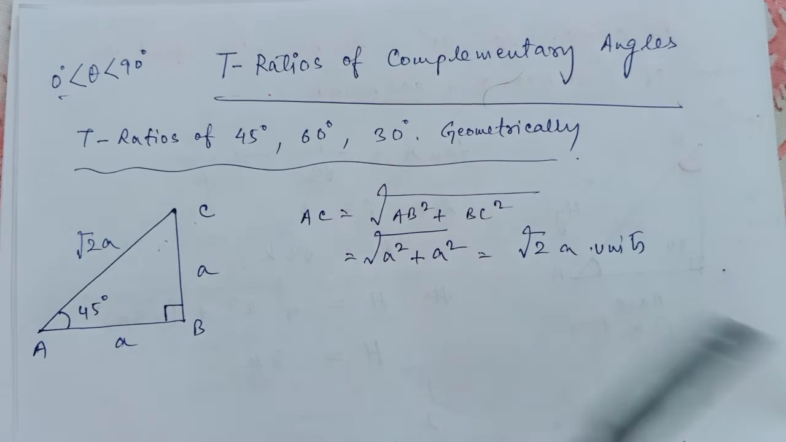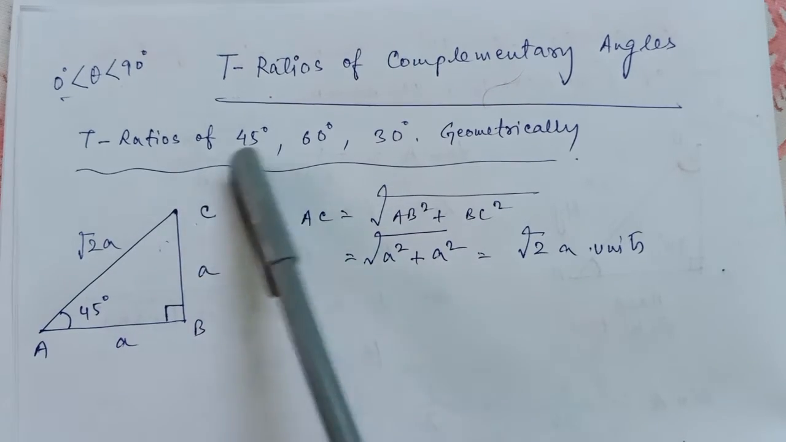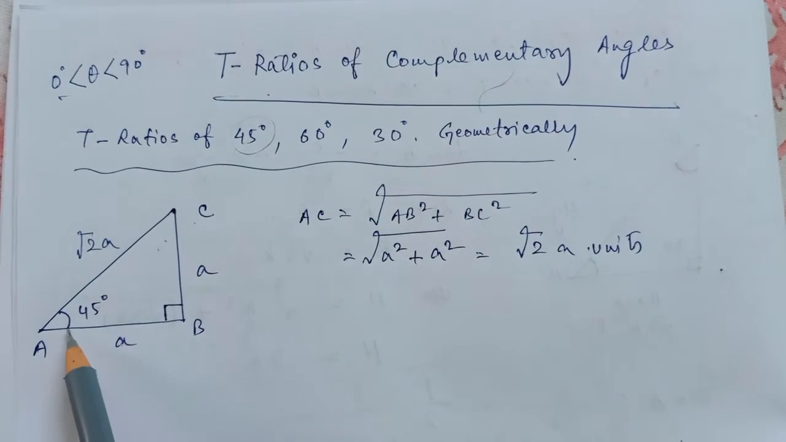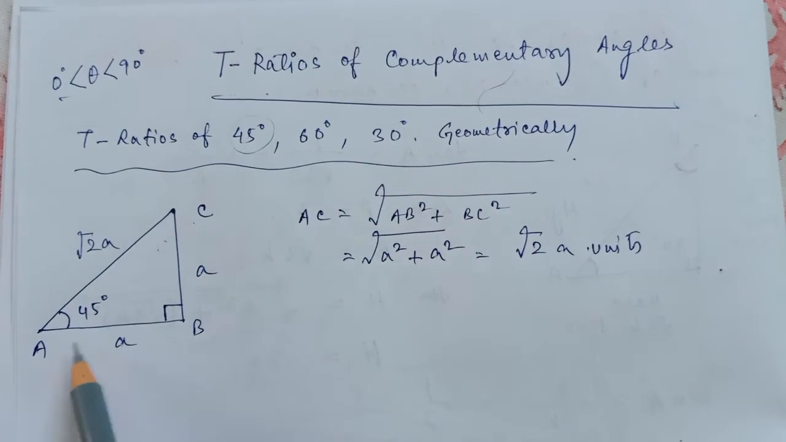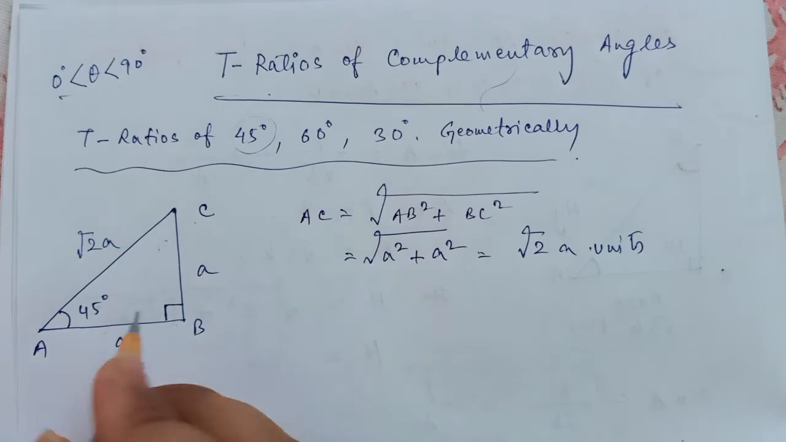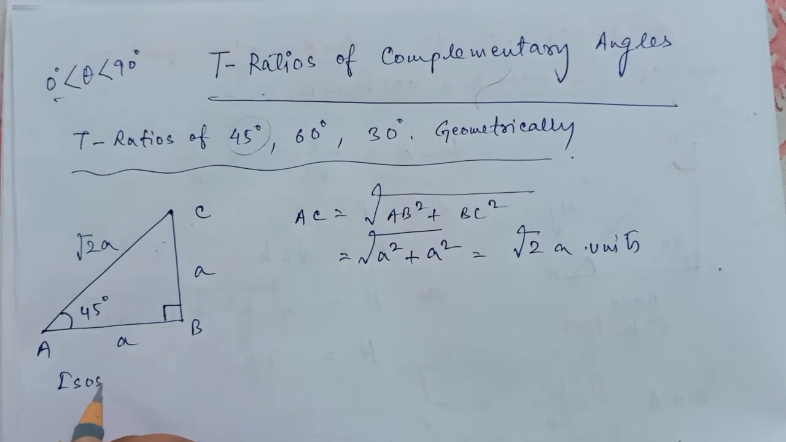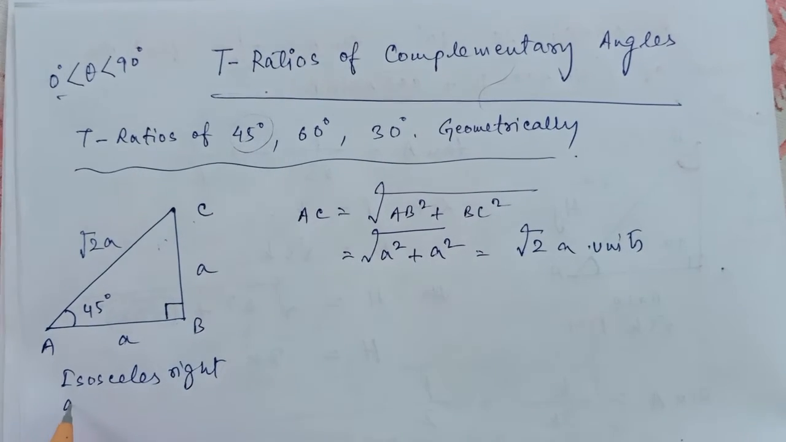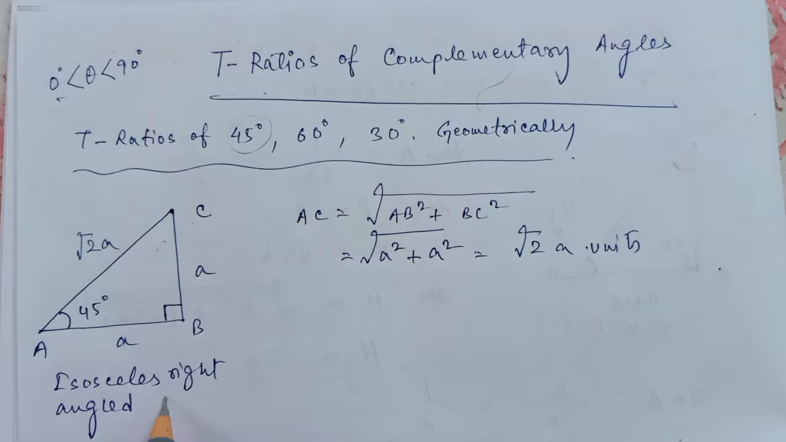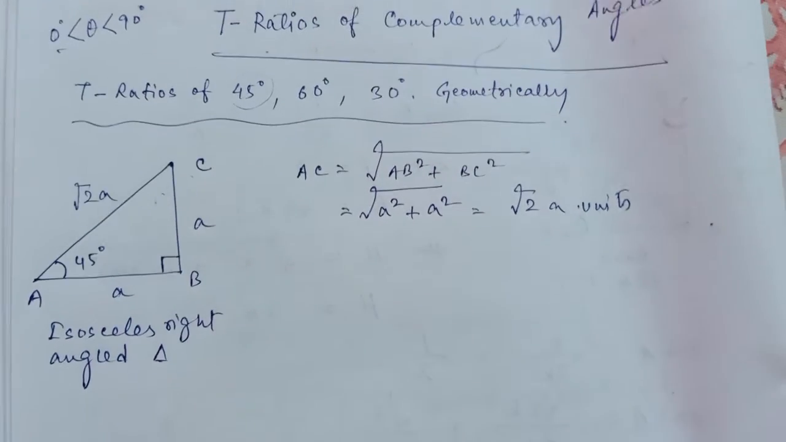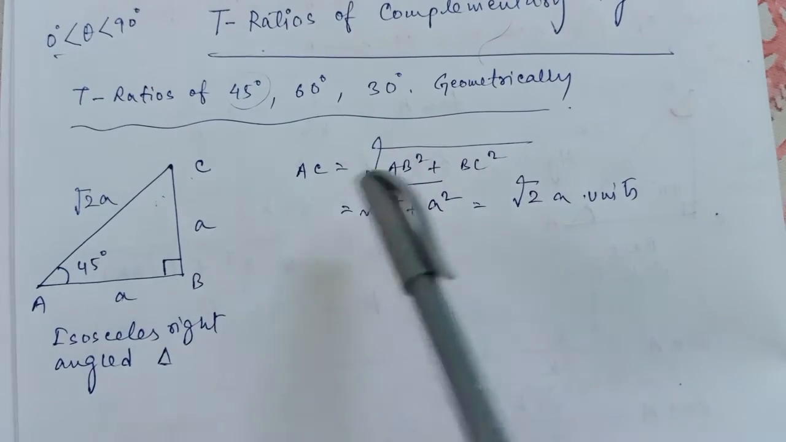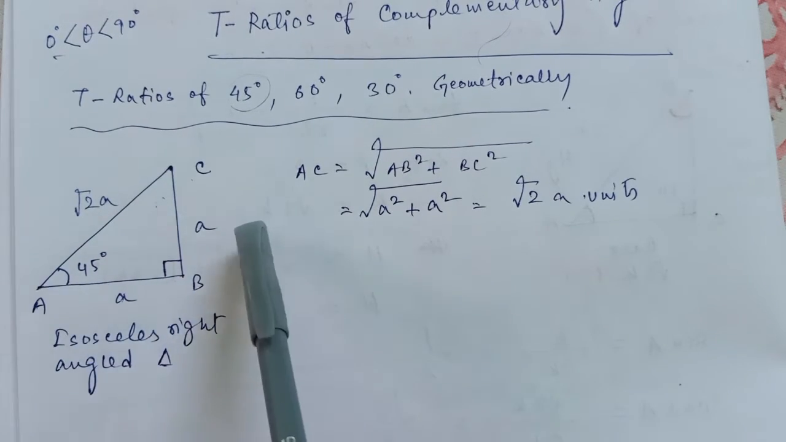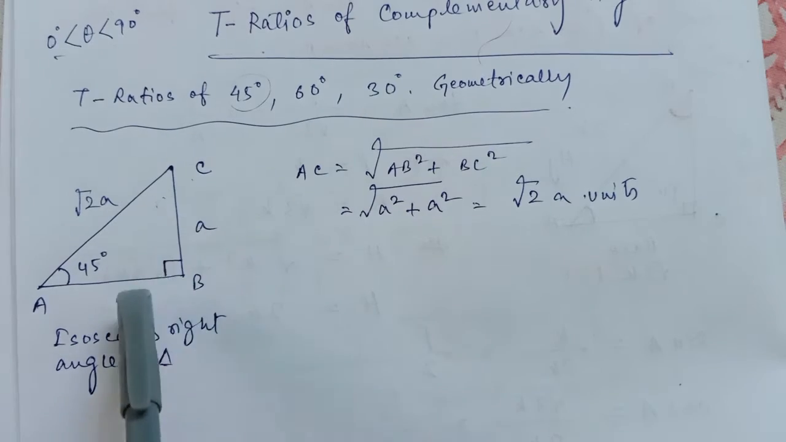Okay, so for deriving the trigonometric ratios for 45 degree I have drawn an isosceles right angled triangle. Why so? Because two of its sides are equal. See, this AB and BC are equal. Okay, I have considered these two sides as a.